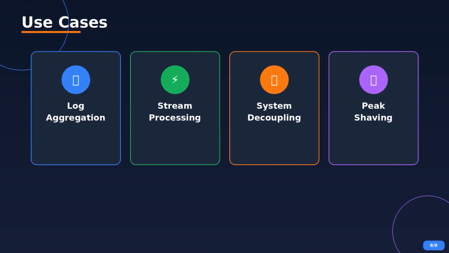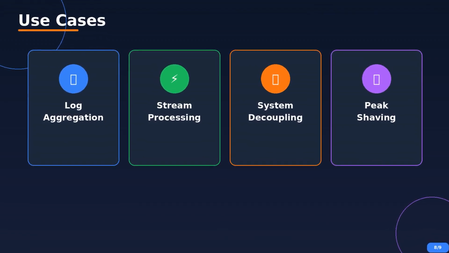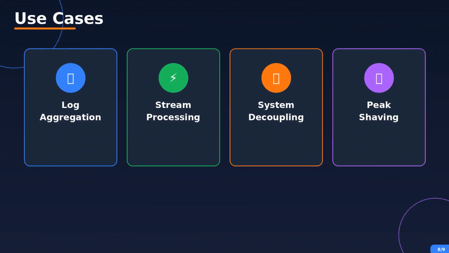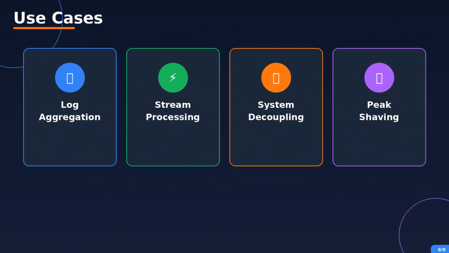Where is Kafka used? Log aggregation, collecting logs from all services into one place for search or analysis. Real-time stream processing with Flink or Spark streaming, think real-time dashboards and fraud detection. System decoupling, services communicate through Kafka instead of direct connections. And peak shaving, during flash sales, requests queue in Kafka so backend services process at their own pace without crashing.